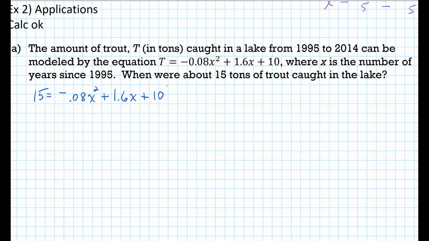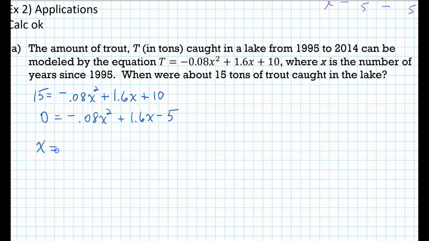Okay, but before we can solve a quadratic, what has to happen? Standard form. Standard form, and we're going to subtract that 15 from both sides. So we get 0 is equal to negative 0.08 x squared plus 1.6 x minus 5. All right. And so again, we are always very excited when we have something that we can factor, but this is not one of those cases. And so the handy quadratic formula will help us here.